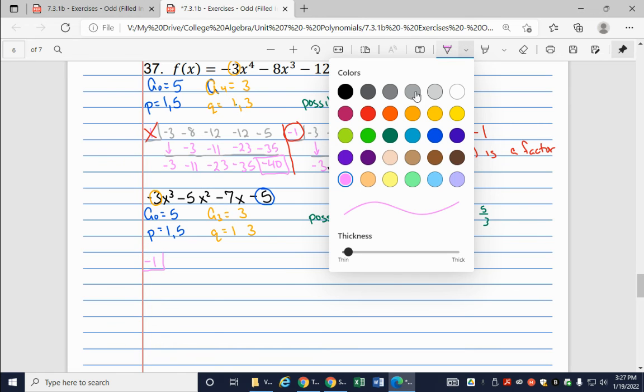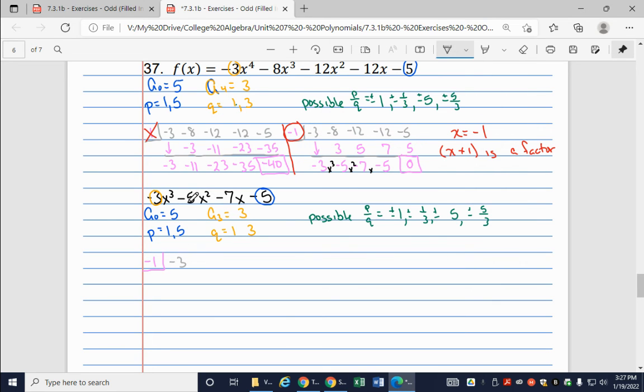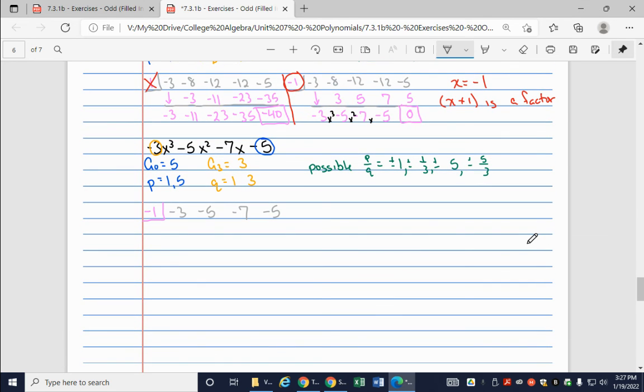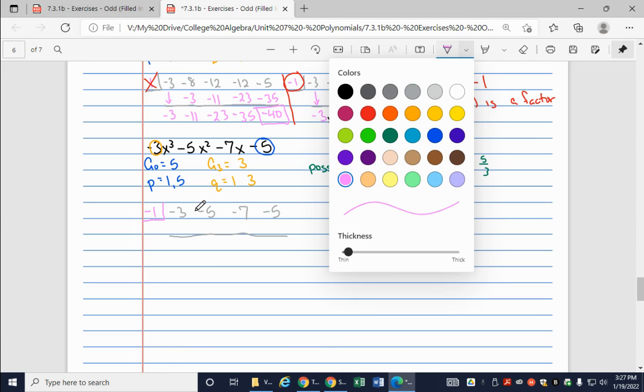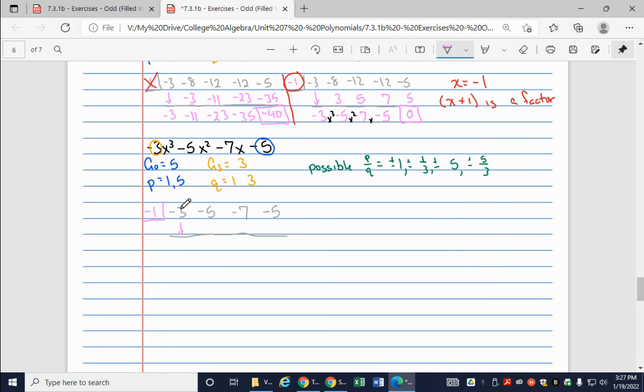And then this time, I'm only going to have negative 3, negative 5, negative 7, and negative 5. I'm not going back to that negative 3, negative 8, negative 12, negative 12, negative 5. So no guarantees this negative 1 will work. If it does work, we'll talk about what it means if it works twice. It doesn't always work twice, but sometimes it does. So if it works, we'll talk about what that means. Or if it doesn't work, we'll still talk about what that means so you know.